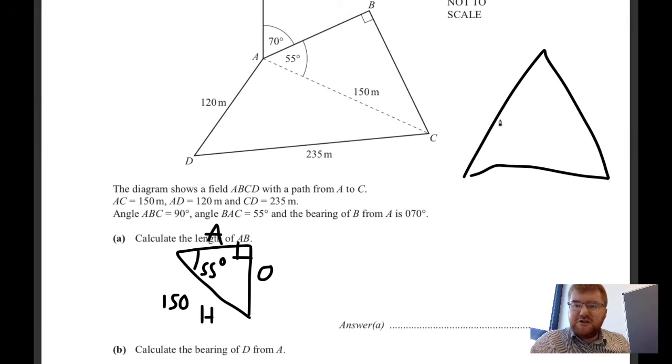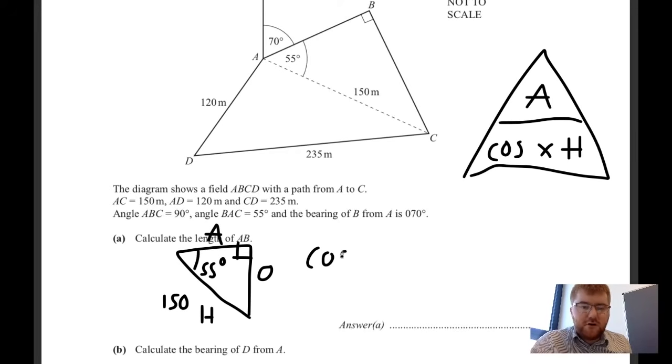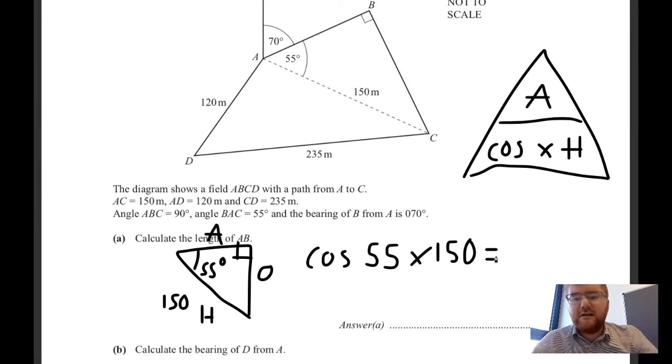So I tend to teach it using triangles. It's not the only way. So cos times h and a. So these are the triangles for normal SOHCAHTOA, cos a and h. Now we are looking for the adjacent, so we cover up the adjacent. So we do cos of the angle times the hypotenuse. So we do the calculation of cos 55 times 150, like so.